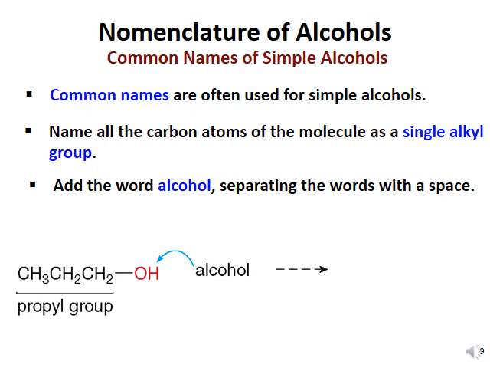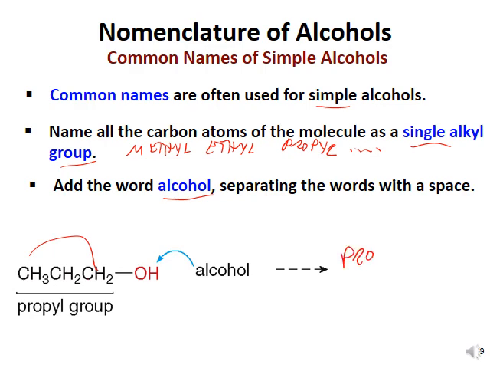Simple alcohols, which are usually smaller, have common names that get used all the time. And the way we do common names is we name all the carbons as a single alkyl group, like methyl, ethyl, propyl, etc. And then you add the word alcohol with a space in between. So that's the propyl group. And we know the OH is attached on the end. So we add alcohol, and this becomes propyl alcohol. Pretty simple.